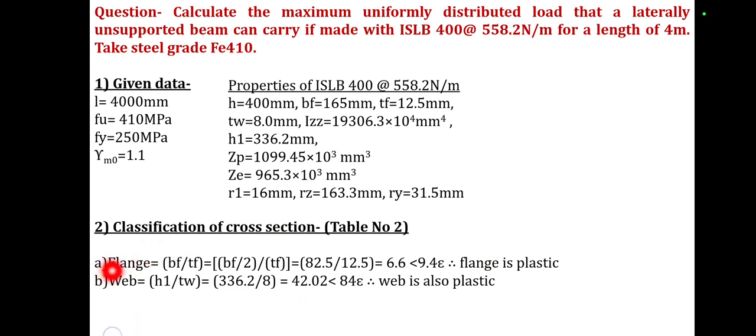Then the second criterion is the web criterion. According to the web criterion, H1 upon TW, substituting the values in the given formula, we get the value of the web criterion as 42.02. It is less than 84 epsilon, and hence our web is also plastic. As my flange is plastic and my web is plastic, I can conclude that my section is plastic, and therefore my value of beta B is equal to 1.